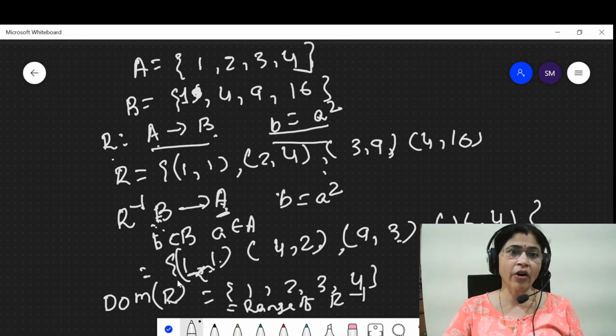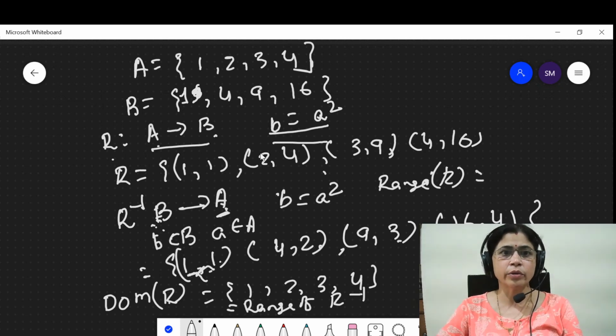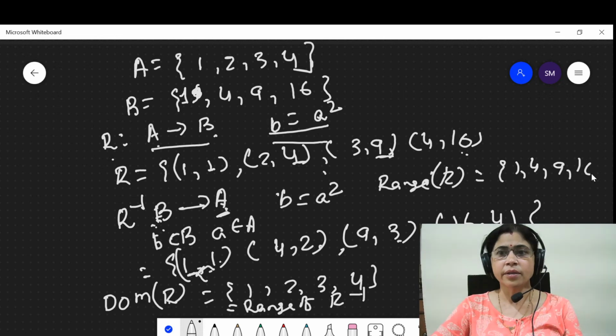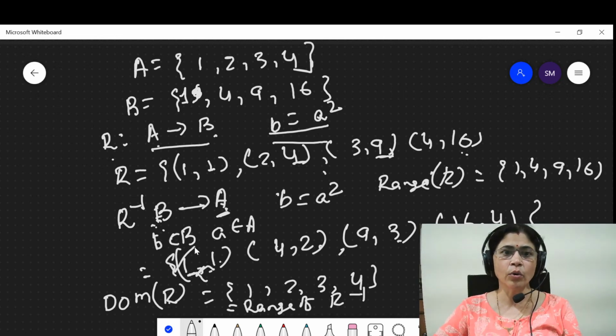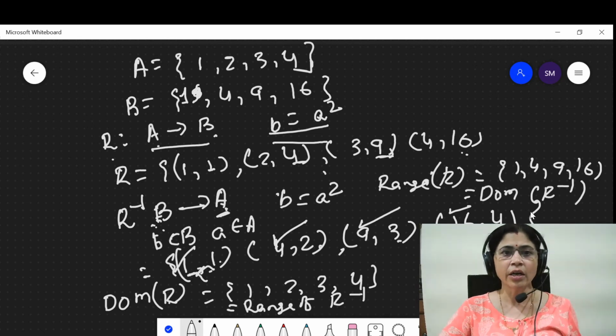Then the range of R. What is the range of R? Range of R is equal to {1, 4, 9, 16}, which is equal to the domain of R inverse. Understand?